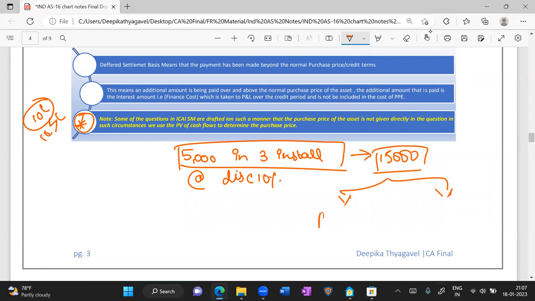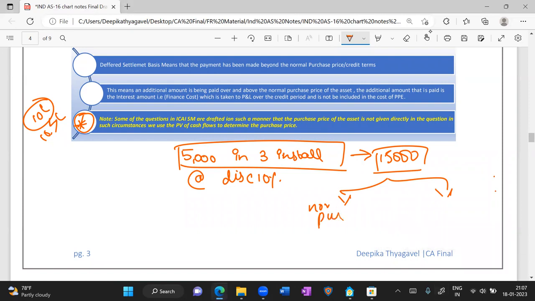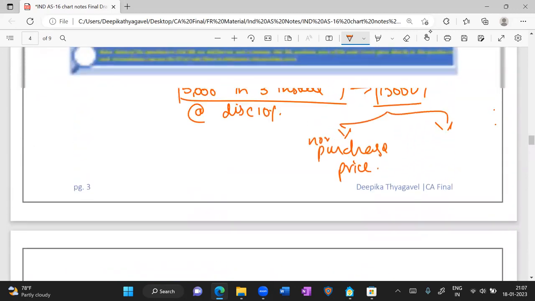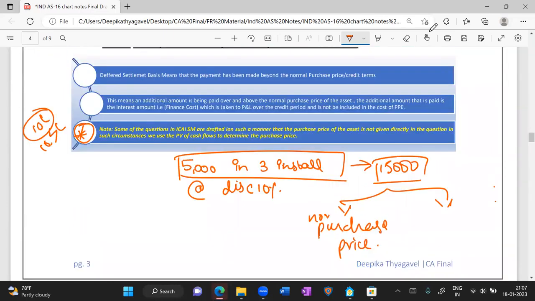The first component is the normal purchase price. And the second component is the finance cost. The second component is the finance cost. So this is a very important thing that the standard says.